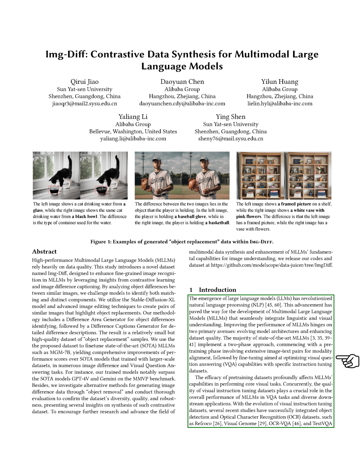We emphasize that the quality of pre-training datasets is crucial for MLLM's performance in visual tasks, while the quality of visual instruction tuning datasets is vital for their overall effectiveness in VQA and other applications. Recent studies have successfully incorporated object detection and optical character recognition (OCR) datasets, like RefCOCO and Visual Genome, which have improved MLLM's abilities in detailed image tasks.